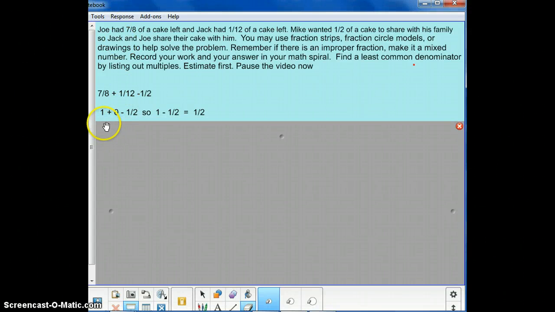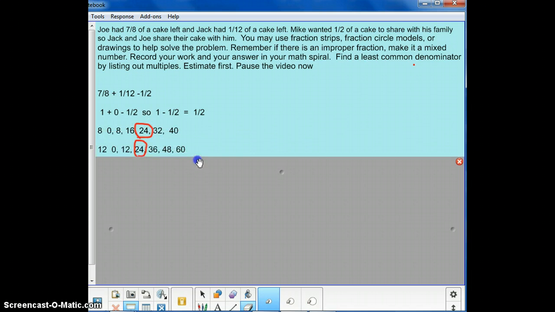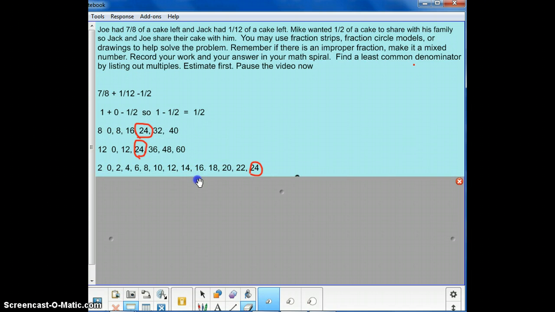Okay, for my estimate, 7/8 is about 1 because 8/8 is 1. 1/12 is close to 0, minus 1/2. So I have 1 minus 1/2, which gives me a half as my estimate. Now, I go ahead and I find my common denominator, which I'm sure you guessed already was 24.